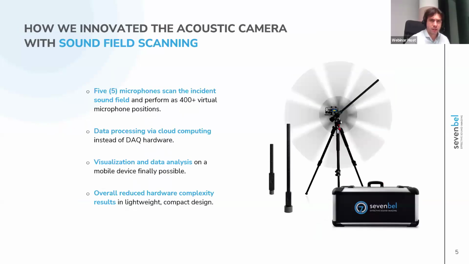So how do we address these two problems? Well, the idea that we came up with is a linear array, which is this arm that you see on the right, that we will rotate in order to recreate a virtual array. So with 5 microphones arranged in this linear fashion, and by rotating them, we're able to recreate an array of more than 400 virtual microphone positions by splitting the measurement surface into more than 400 sectors.